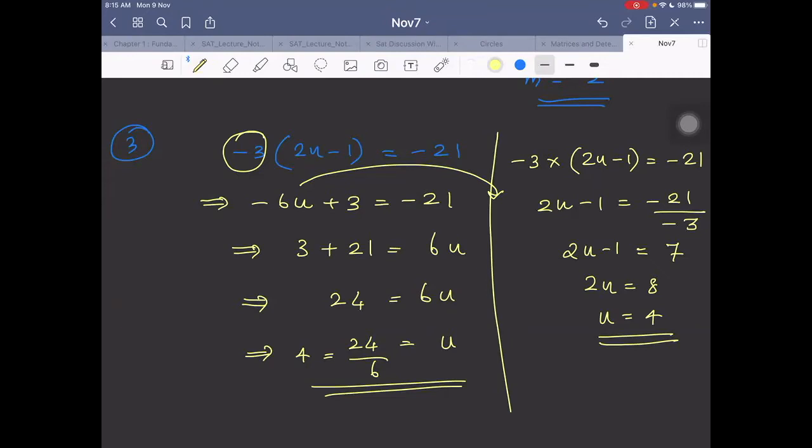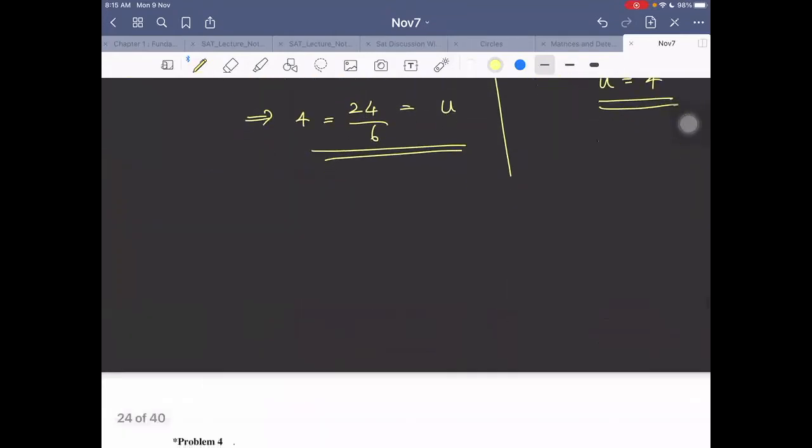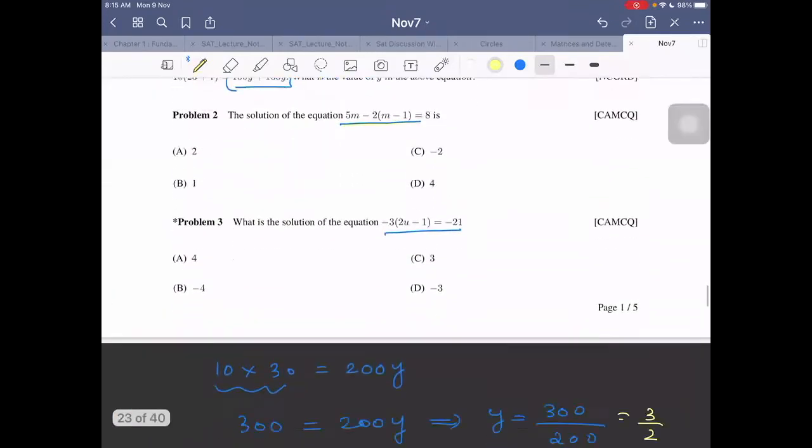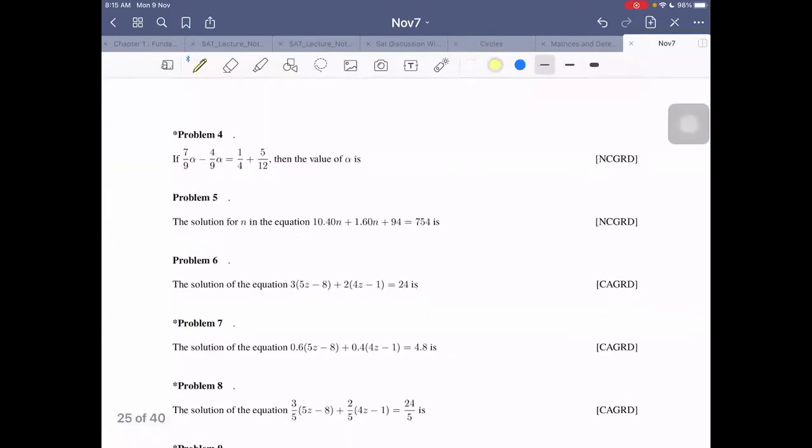Okay. So if you're stuck somewhere, do let me know. All right. If you're stuck somewhere, let me know. I hope these are easy problems. So let's go to the 4th one.